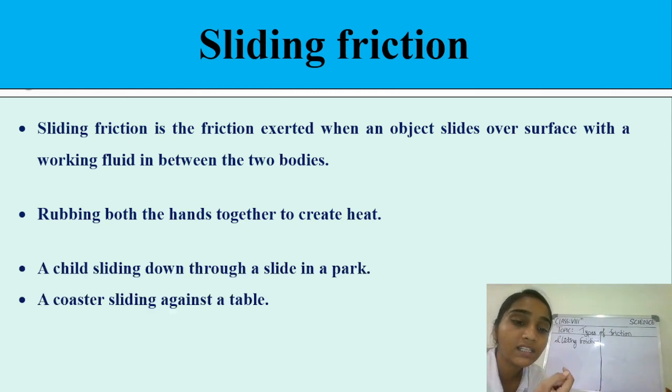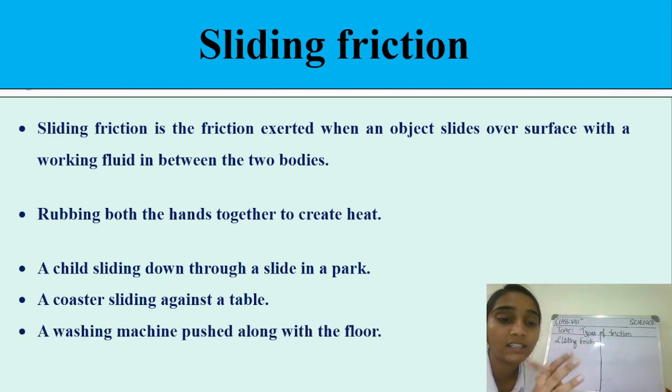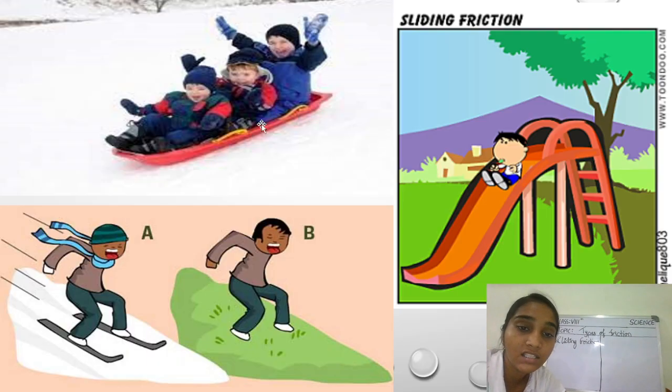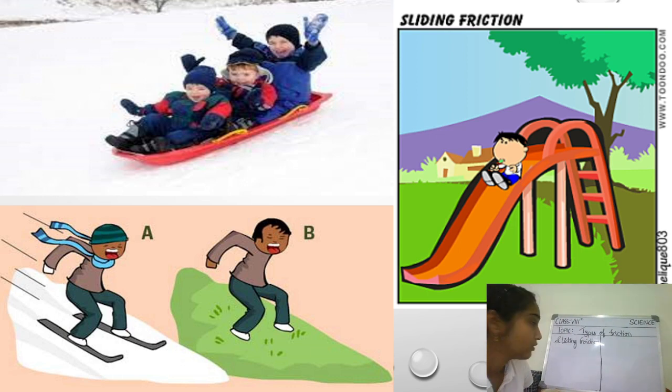A few examples we have are a child sliding down a slide in the park, or a coaster, or a swing, where you can see how the kids are enjoying. Here the friction that opposes the motion when one object slides over another is termed sliding friction. One case is the coaster or the slide, and the other is ice skating.